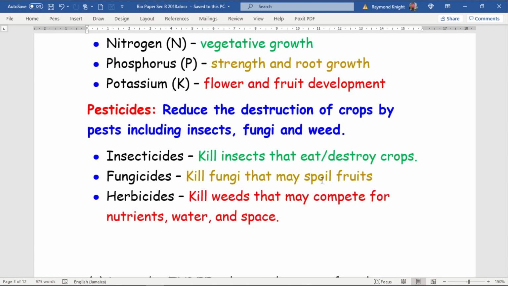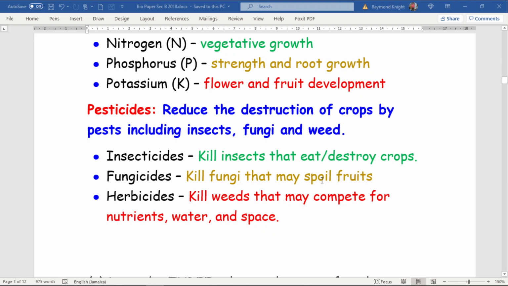the destruction of crops by pests, including insects, fungi, and weeds, right? So you can use the pesticide to kill these pests that may destroy the crops. And so insecticides, I have them in 3 categories as well. Insecticides, fungicides, and herbicides, those are examples of pesticides.